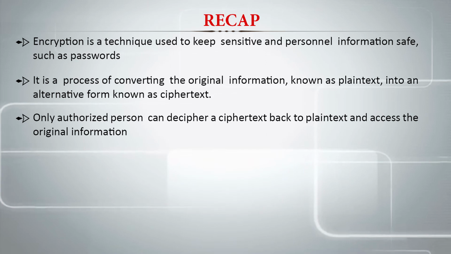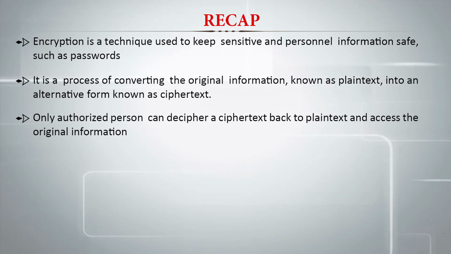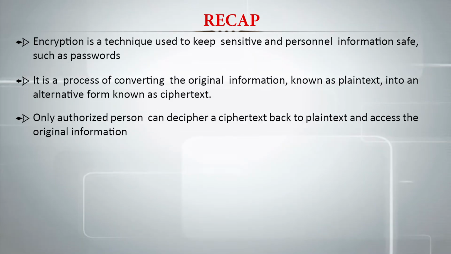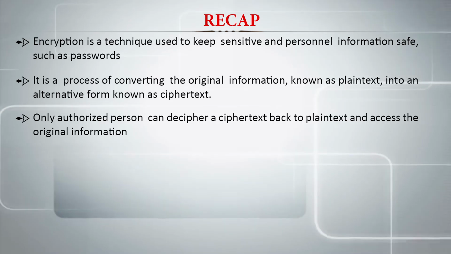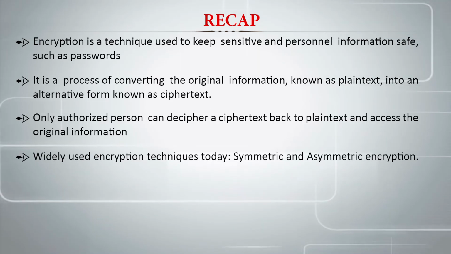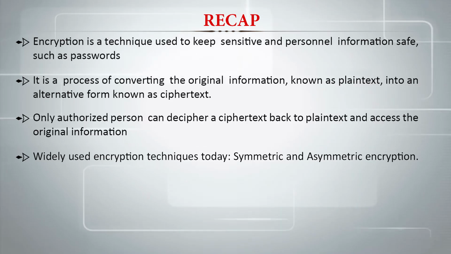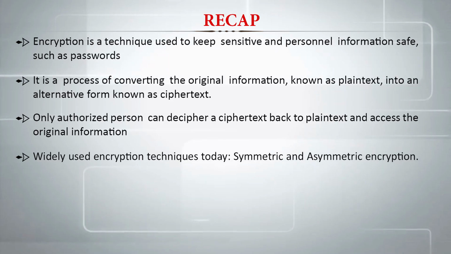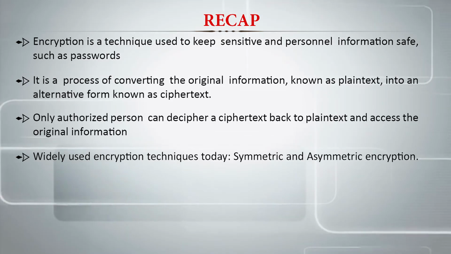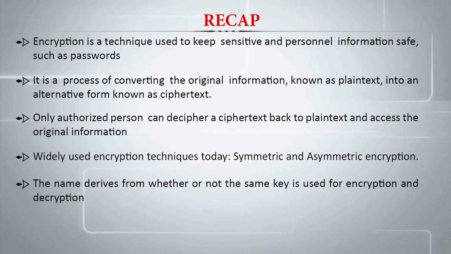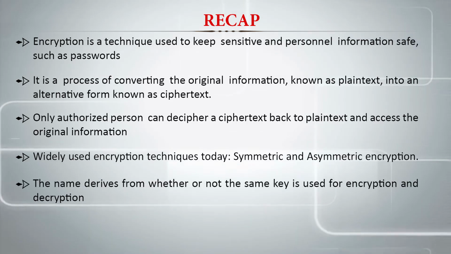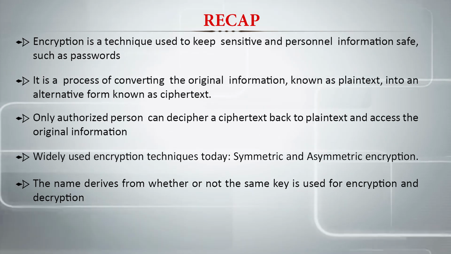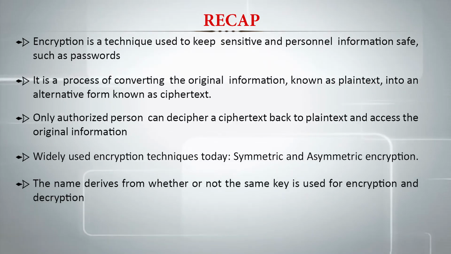This is what we have discussed: the original information does not get transmitted in that form. It first gets converted into the ciphertext. The widely used encryption techniques today are basically two types: symmetric and asymmetric encryption. The name derives from whether or not the same key is used for encryption and decryption. So the difference between the two is whether we are using the same key or not.